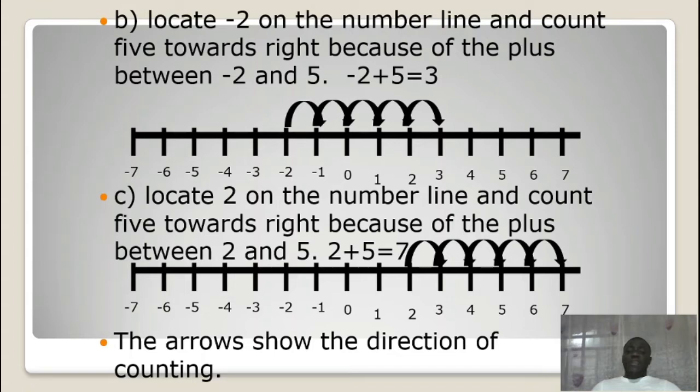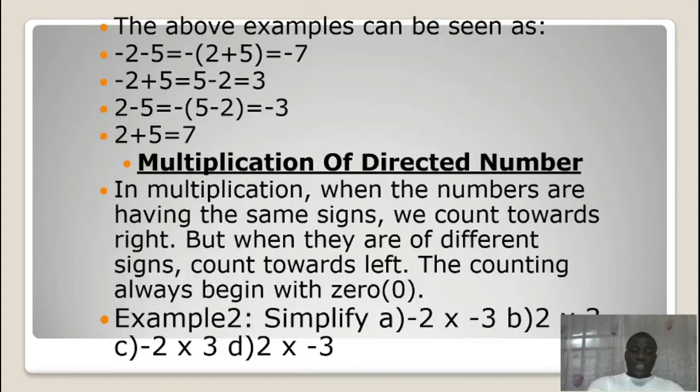And when you count the 5 times, 1, 2, 3, 4, 5, you find out that the end point is 7. That simply means that 2 plus 5 is equal to 7. The arrows which we attach to the counting tell us where I start counting, and where I end. If you look at the arrow at the last one, the arrow stopped at number 7, and I took 7 as the answer. So it's telling you that that is where the operation ends.